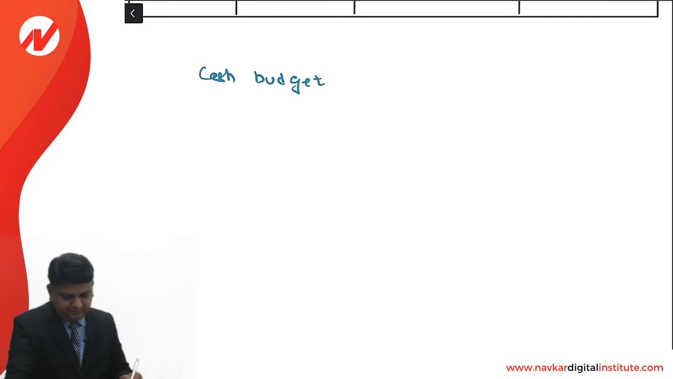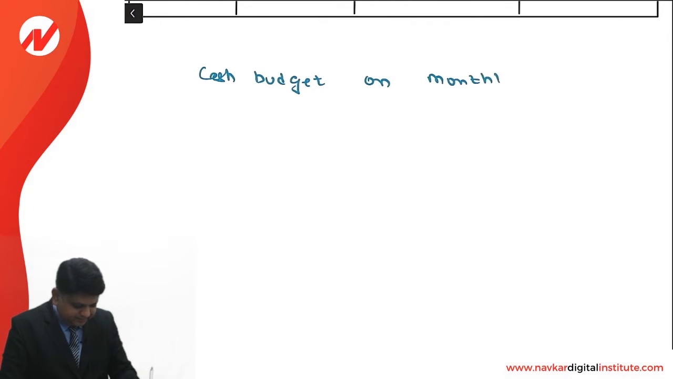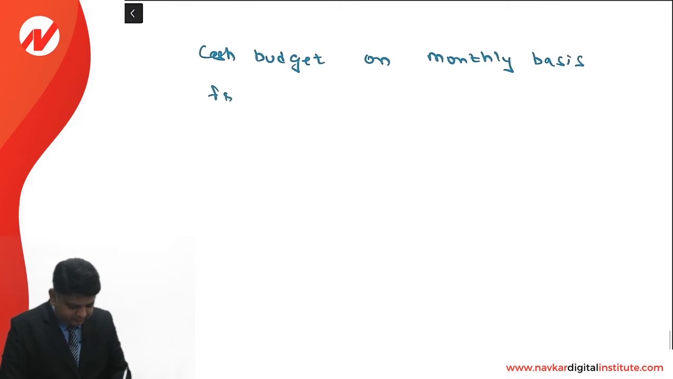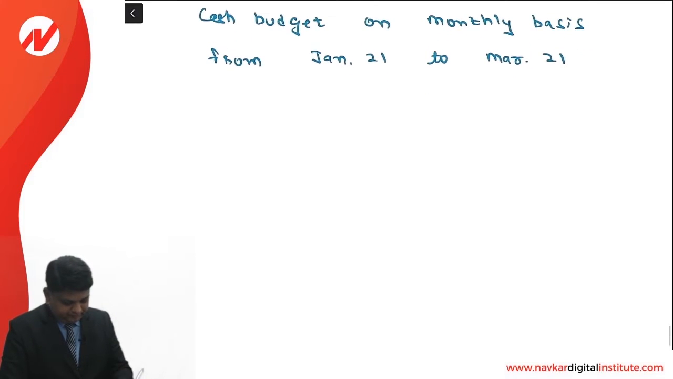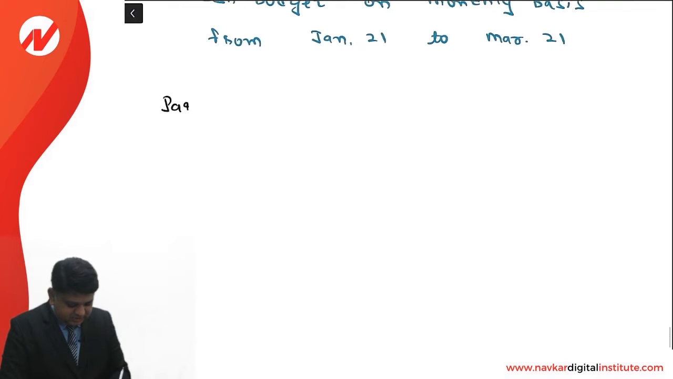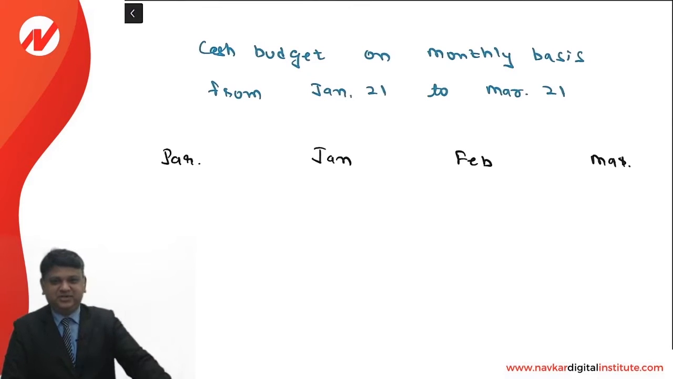So cash budget on monthly basis from January 21 to March 21. Column number 1 will be particulars. Column number 2 will be January month, February month and March month. This is the way we are required to prepare the cash budget.